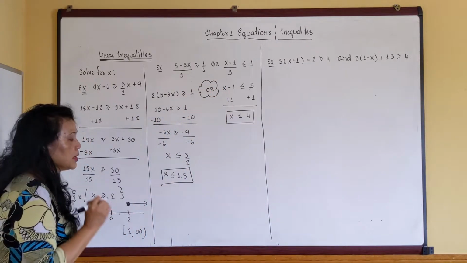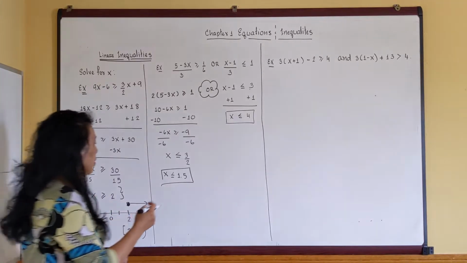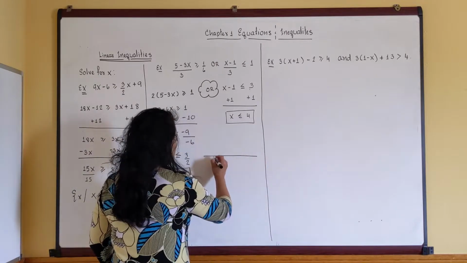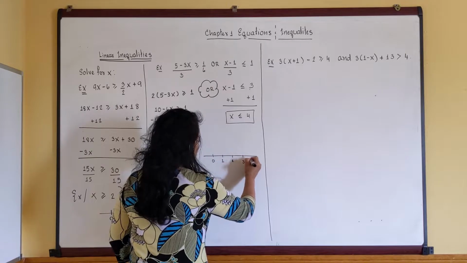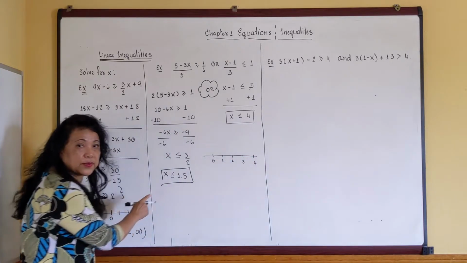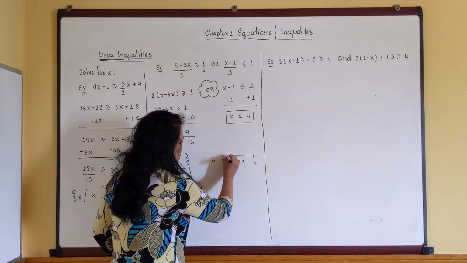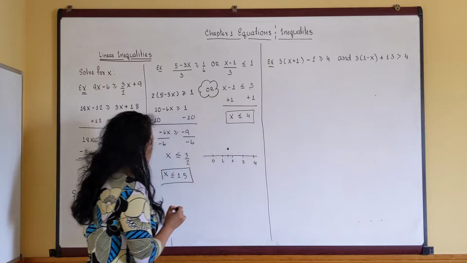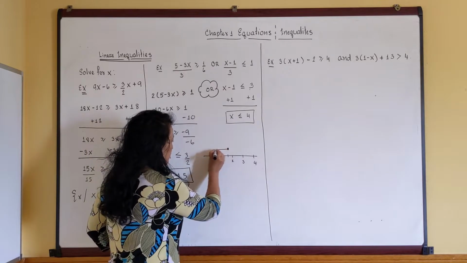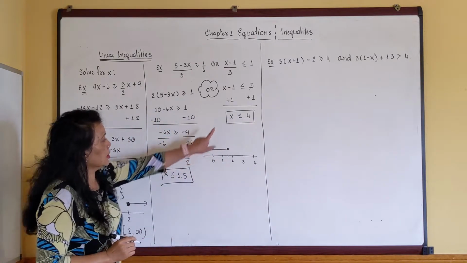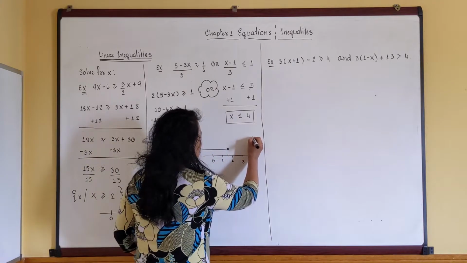Alright, so I'm gonna do the graph. I'm gonna have two graphs. One is the working graph, one is the solution graph. So let's look at my working graph. I have 0, 1, 2, 3, and 4. I'm gonna graph this one first. So x is less than or equal to 1.5. 1.5 is somewhere here. Less than or equal, so you close the circle and go to my left. Another solution, x is less than or equal to 4, so over here.